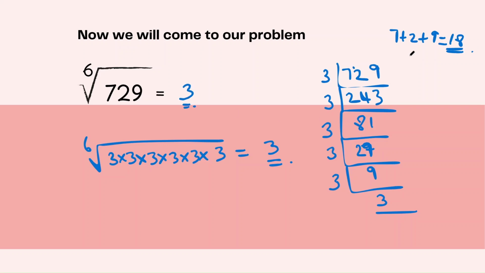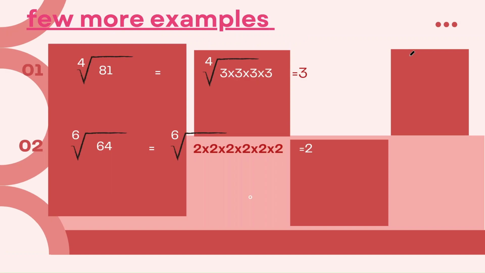Simple, right? We have to factorize that, and we have to check how many times it is presented. If it is the same as the number given in this root, only then we have to take out that same number. Simple, right? Now we will see a few more problems.